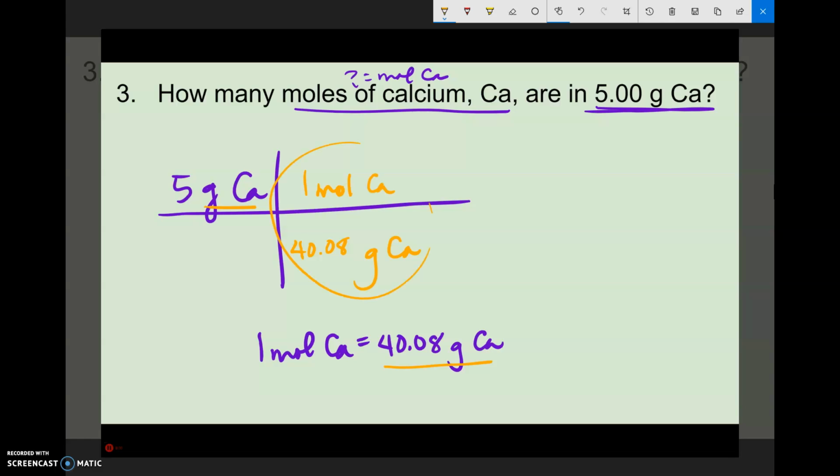Okay, whatever we put right here on the top and bottom of this line, they have to equal each other when we're doing a conversion. That's why we can put those on the top and bottom. Okay, and now all we're going to do is just the math.